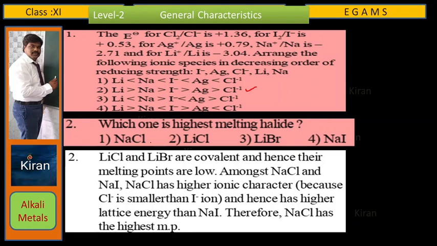First option. Reason: lithium chloride and lithium bromide are covalent, and hence their melting points are low. Amongst NaCl and NaI, NaCl has the higher ionic character because the chloride ion is smaller than the iodide ion. Remember Fajans' rules in chemical bonding, and hence it has a higher lattice energy than sodium iodide. Therefore, sodium chloride has the highest melting point.